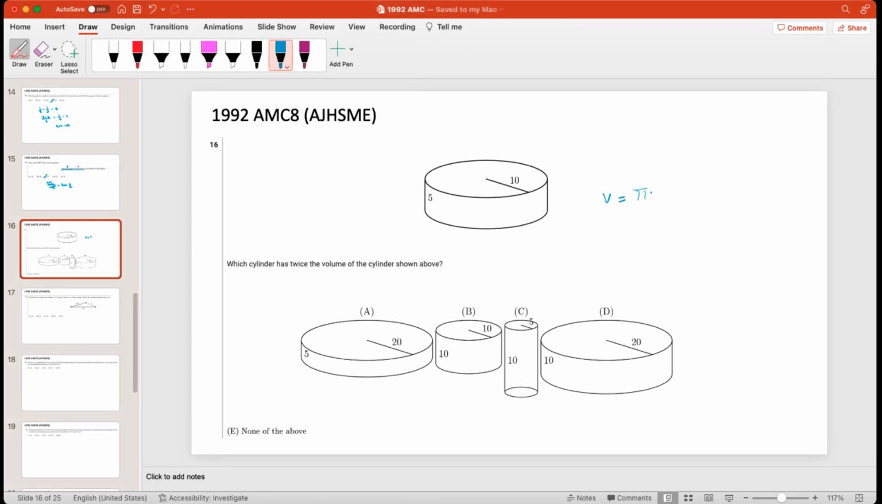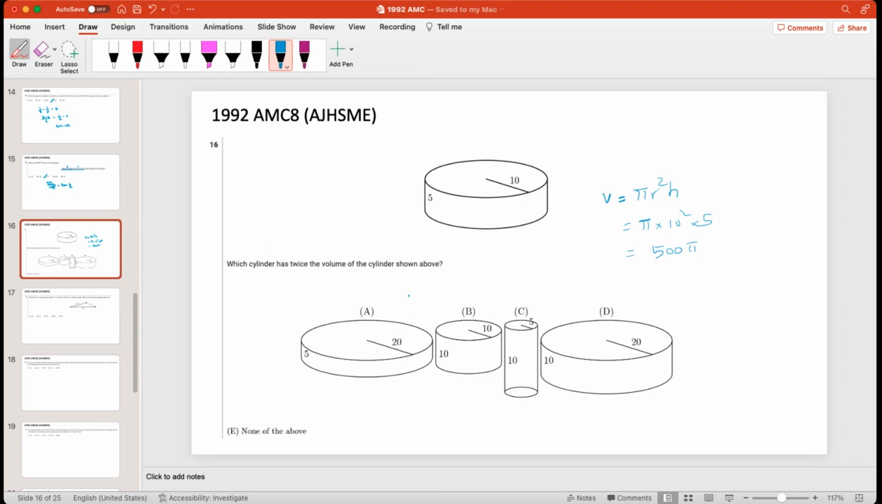Pi r square h is the volume of a cylinder. So this is going to be pi into 10 square into 5, which is equal to 500 pi. Okay. Now the question is, which cylinder has twice the volume of the cylinder shown above?